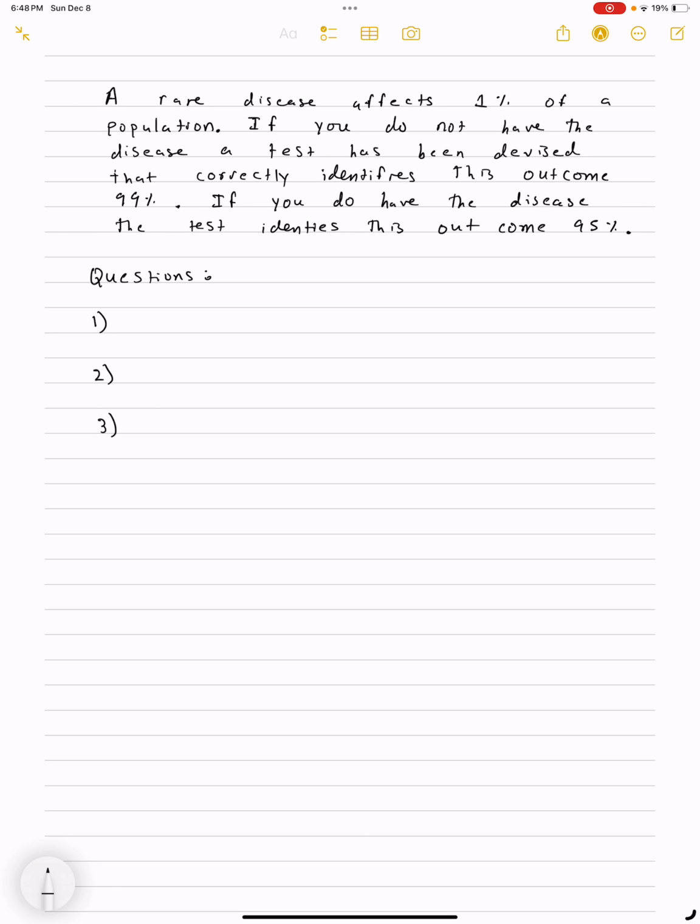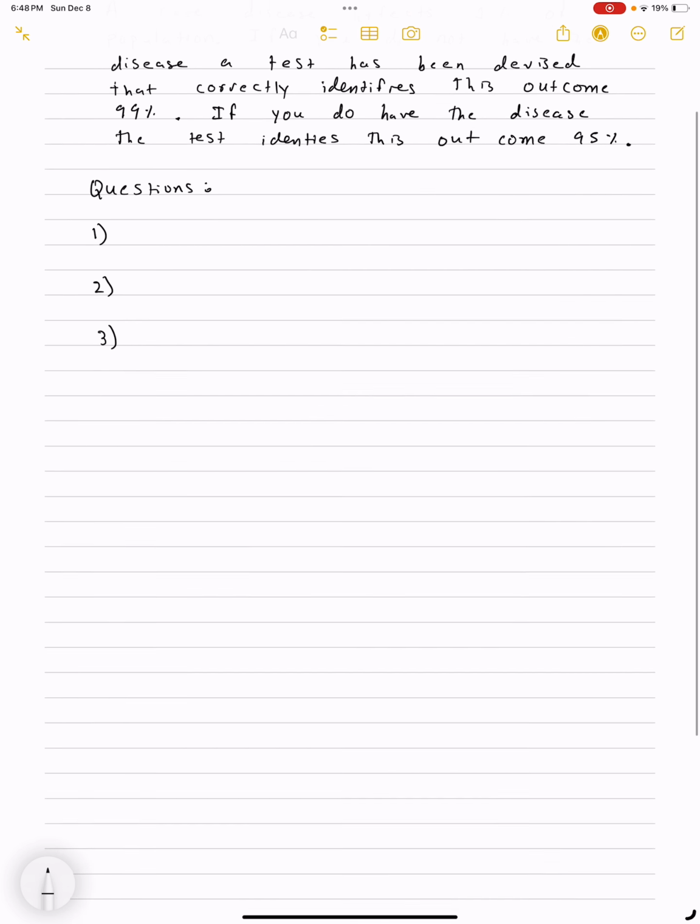Today we're going to be talking about this example in which a rare disease affects 1% of the population. Scientists have designed a test for which, if the person actually does not have the disease, the test correctly identifies and confirms the individual does not have the disease 99% of the time. And in the scenario where you do have the disease, the test identifies this outcome 95% of the time.